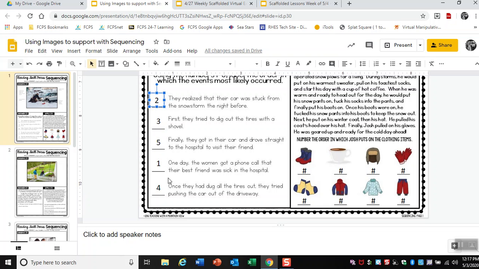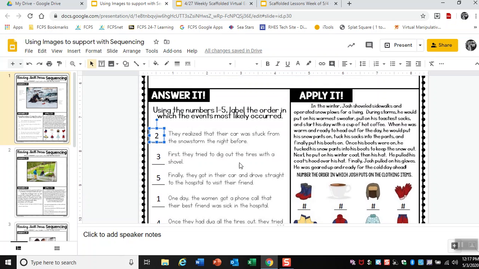So it looks like the order that I put these in seems correct, because I think that would be the sequence of the events in which this would happen. Lastly, what we're going to do is apply it in a text. So I'm going to read this text to you.